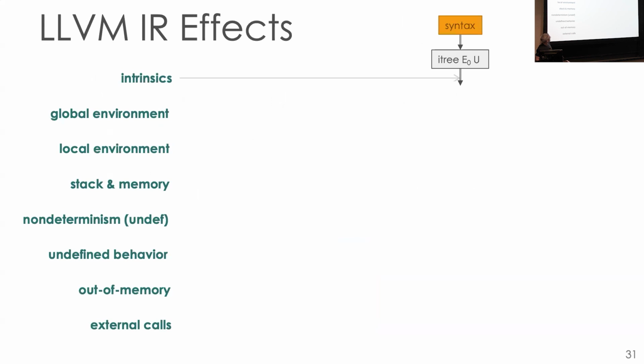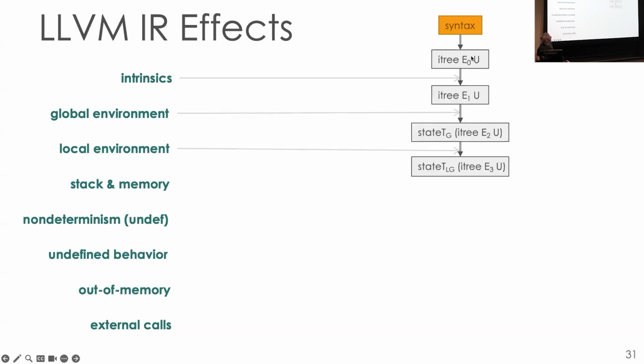So we start with syntax, and here you can see the types of the I trees involved. E0 is all of the events that might happen in an LLVM program. I didn't bother to name them explicitly, but we have a global environment, a local environment, the stack and the memory, undef and non-determinism, undefined behavior, and out of memory events. And then we even have some events that we treat as OS calls, so things like putS, so you can do IO.